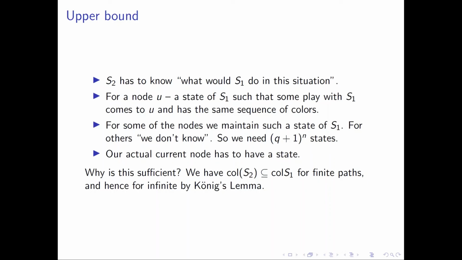And then you just extend this property by Koenig's lemma to infinite plays. Because if you have an infinite play with S2, you know that for any finite prefix of this play, there is some play with S1 which has the same sequence of colors, and then you just employ Koenig's lemma.